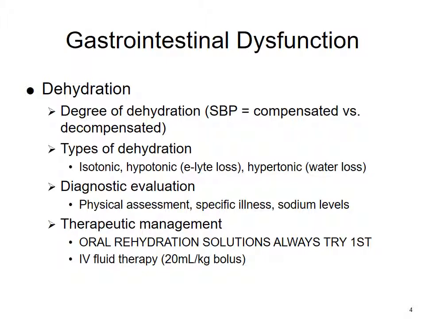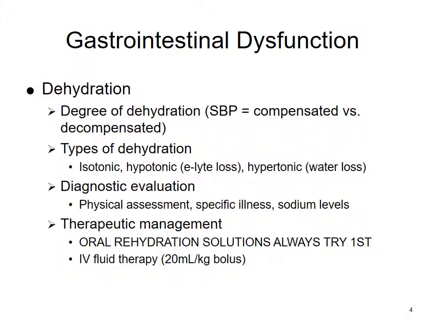So when we're talking about a dehydrated child, we want to know what is the degree, how severely are they dehydrated? And American Heart Pediatric ACLS talks about compensated versus decompensated. Compensated means that the systolic blood pressure is still normal. Decompensated is that late sign when it's now dropping.